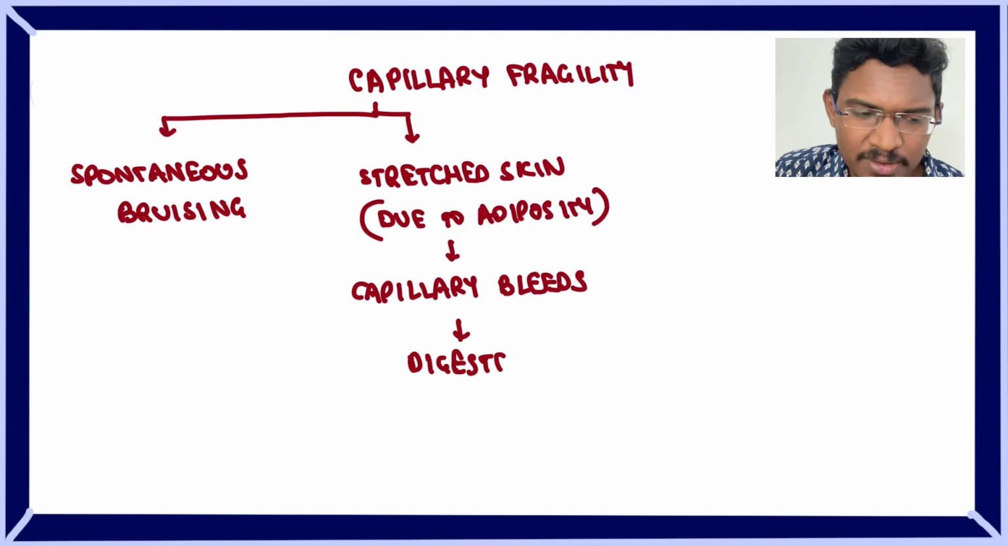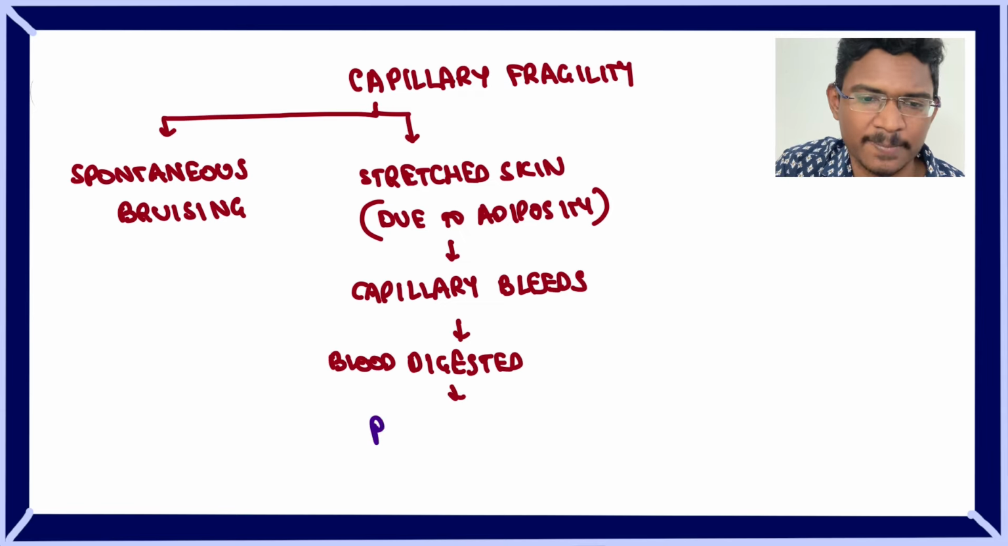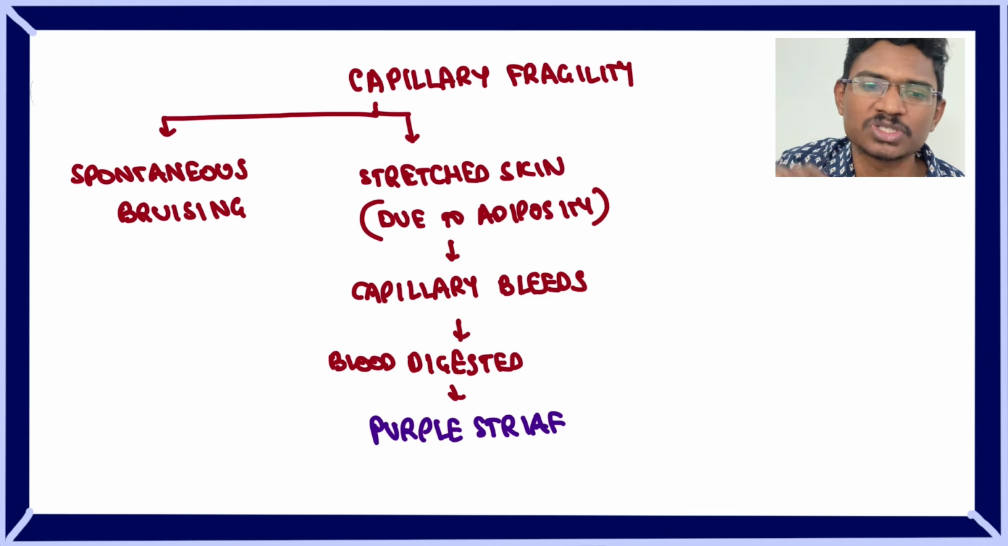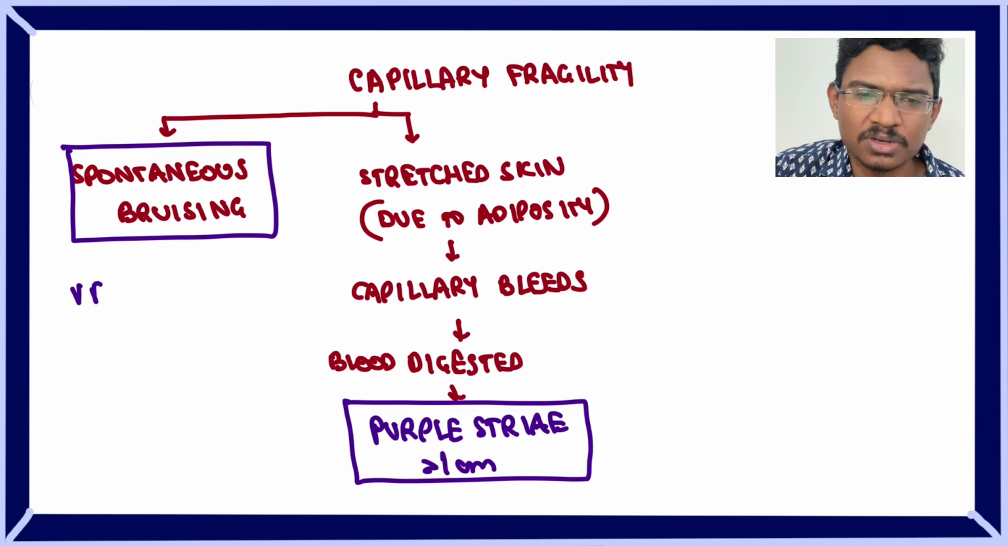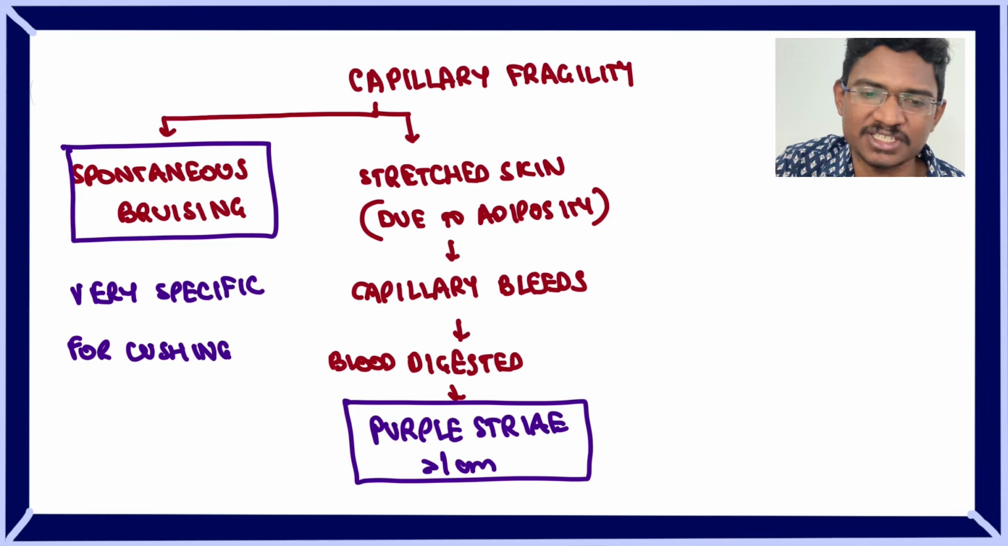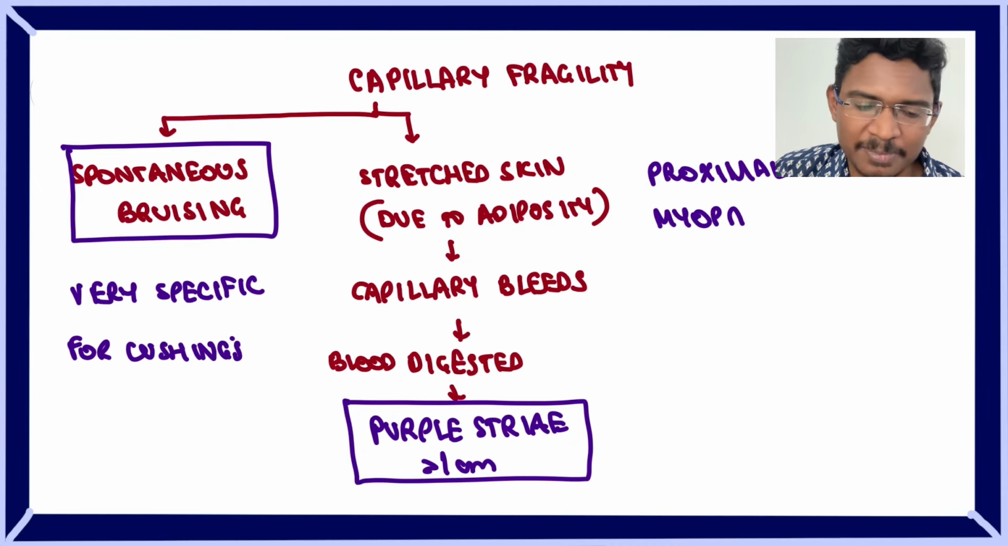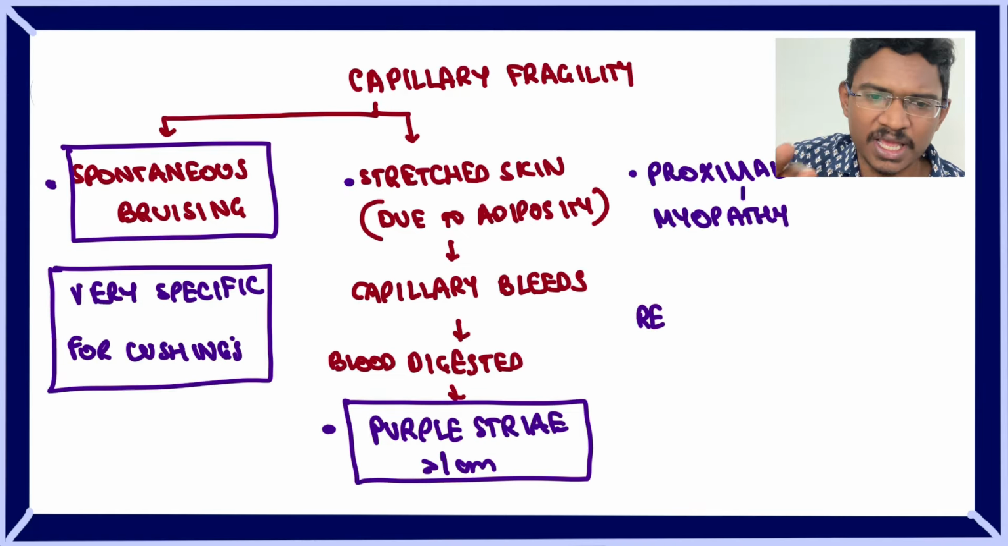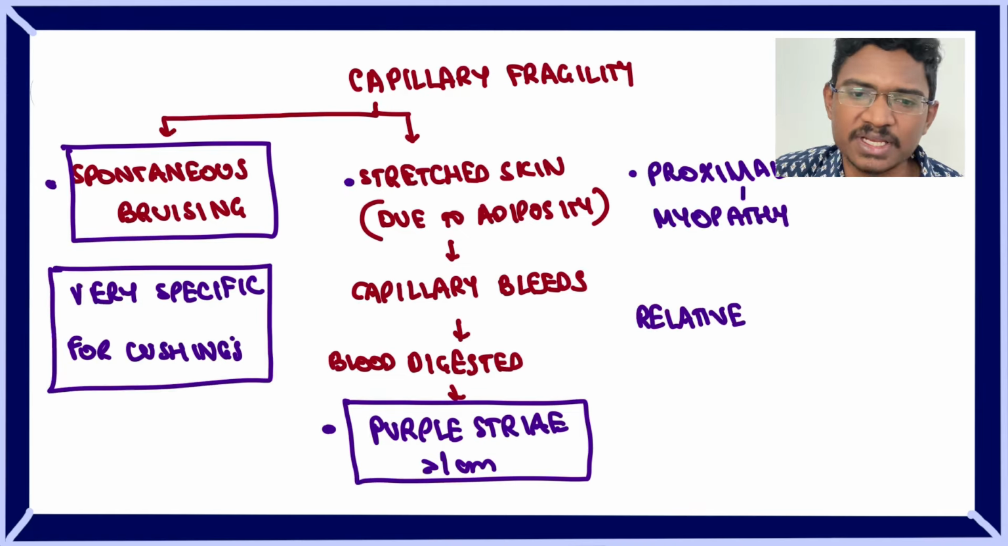So only we tell when it is purplish striae, and if it is more than 1 centimeter, it is more specific towards Cushing syndrome. Whereas in all obese patients you can find striae, but it won't be purplish. If it is purplish, then the capillaries are fragile. That is leading to spontaneous bruisability as well as your purplish striae, which is more than 1 centimeter. And also proximal myopathy. These are the 3 most specific findings in Cushing syndrome.